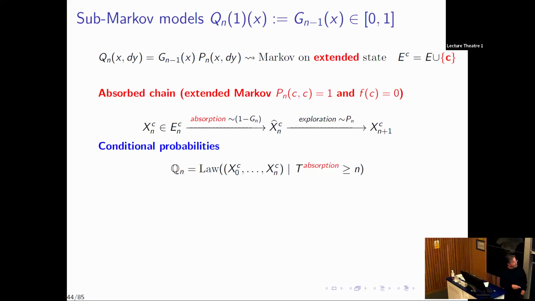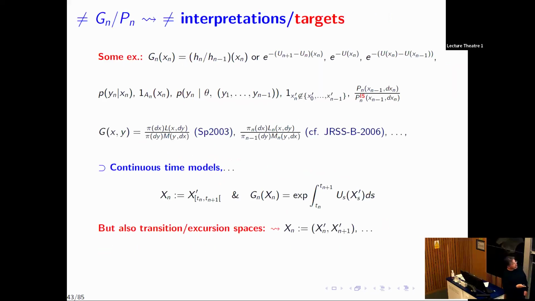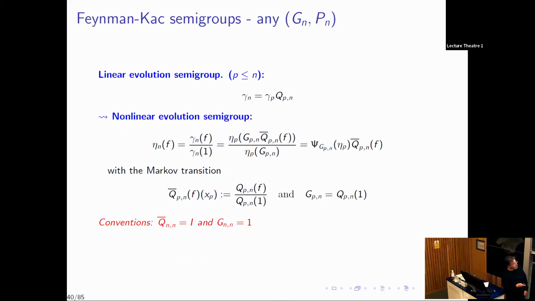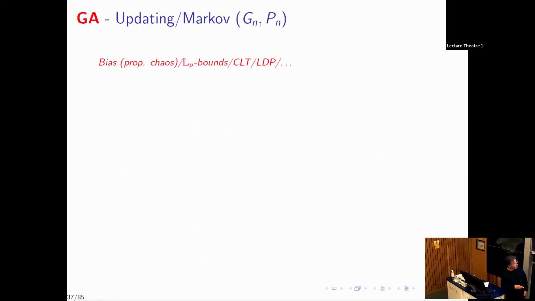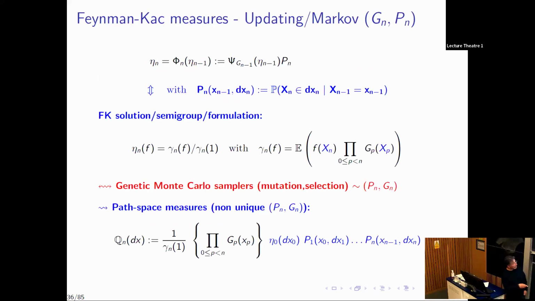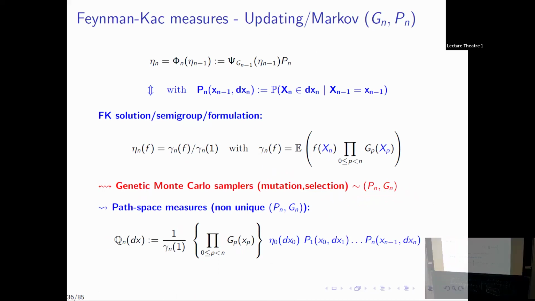Now, if you look at the law of the Markov chain, given it has not been absorbed, then this coincides with the Feynman-Kac measure on path space. You need to keep in mind my notation. Sorry for that. Yes. Q is the law on path space, the x from 0 to n multiplied by the product of the functions g. Okay. So maybe I can give an example on the other blackboard. Simple from that.